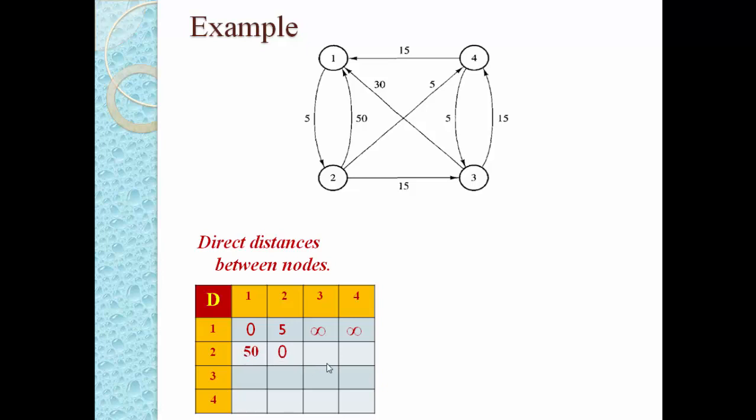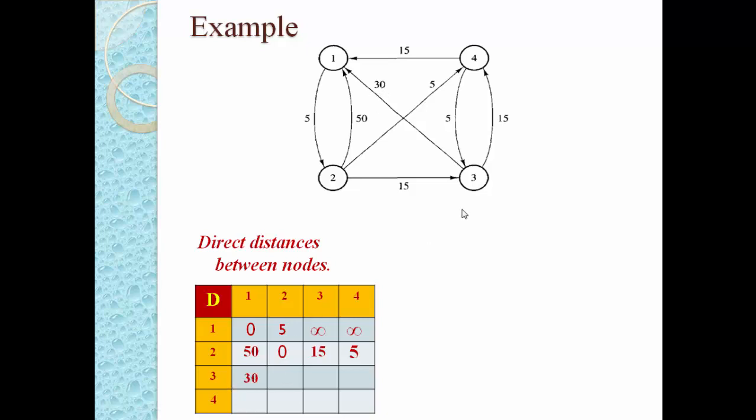Then 2 to 3, is there any direct path from 2 to 3? Yes, and the distance is 15. 2 to 4, a direct path is there and the distance is 5. Then we have to consider the third node as the source node. So 3 to 1, is there any direct path from 3 to 1? Yes, and the length is 30.